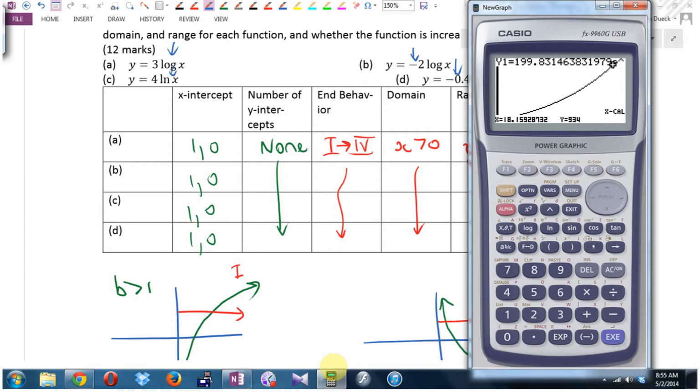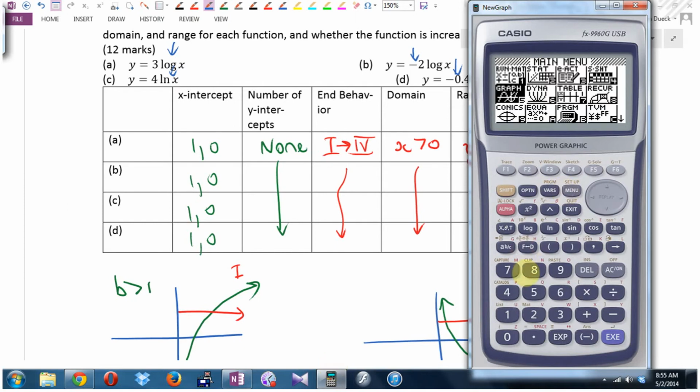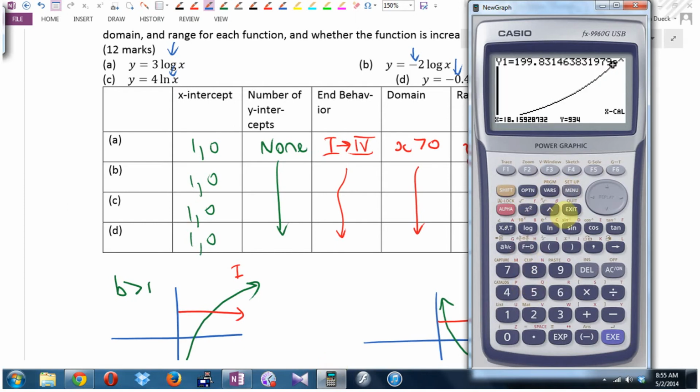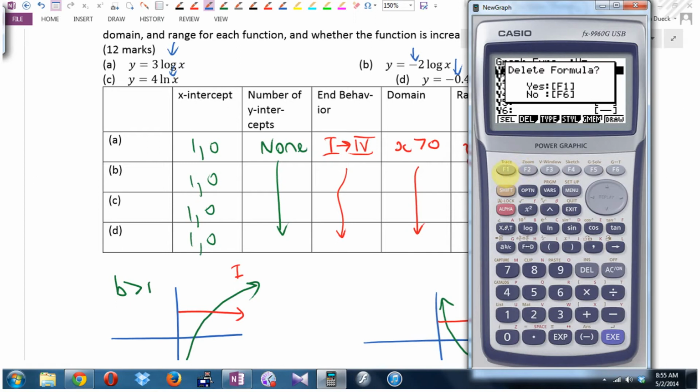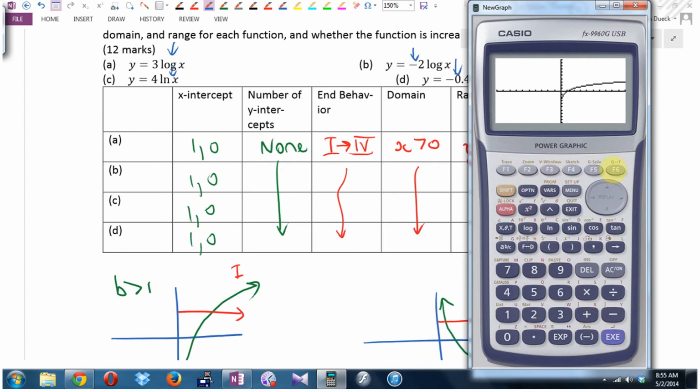Let's confirm that. If you really want to, we can graph this. Let's delete what we have here. 3 log x. Let's go view window, view standard. First go. There you go. Increasing looks like that.